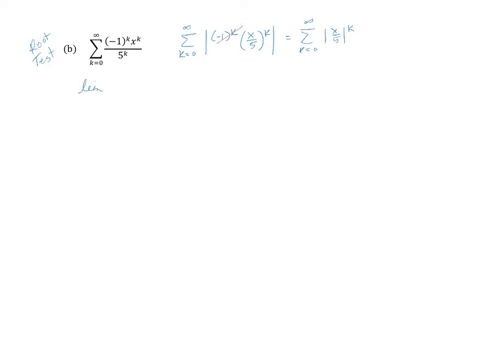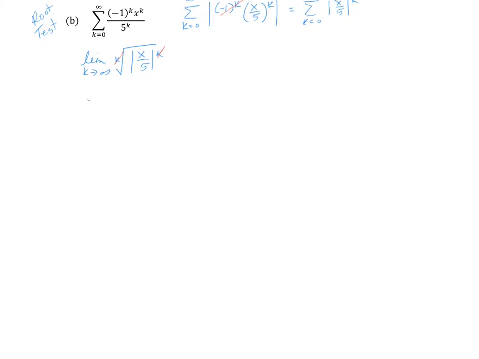Now when I do my root test, the limit is k goes to infinity of the kth root of the absolute value of x over 5 to the k. The kth root and the exponent k cancel.